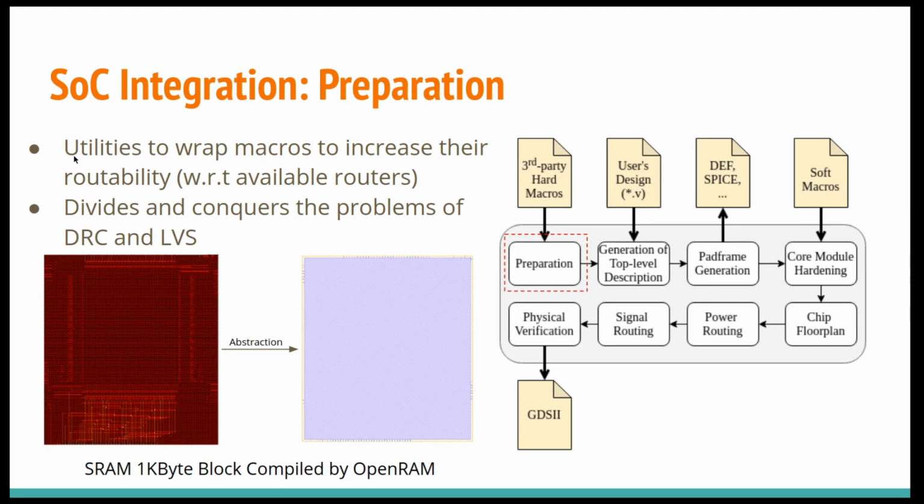So for that purpose, there are scripts to help wrapping and/or abstracting third-party macros for use with OpenLANE, and this is actually a very well invested one-time effort. An example is the SRAM 1 kilobyte block compiled by OpenRAM that you see here, which was used in 2 of the chips, the OpenRAM test chip and Strive 2. So this is how the abstraction procedure looks like.